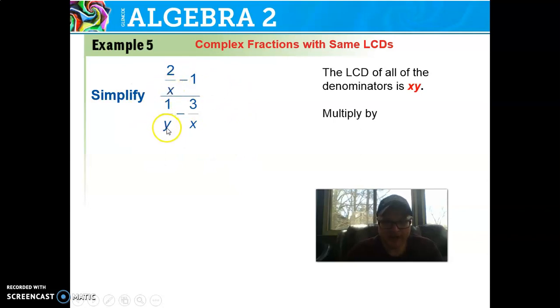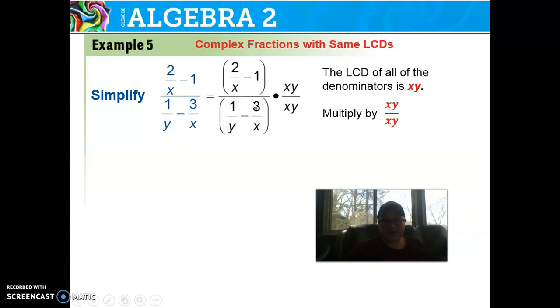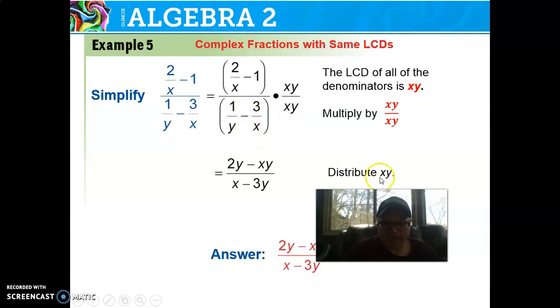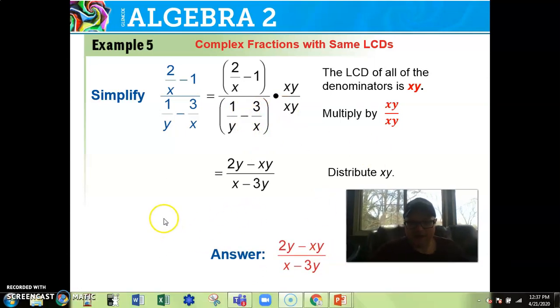The denominators are x, y, and x. So we could make our denominator be xy, and we could multiply the entire fraction, the complex fraction, by xy over xy. So if I do xy times 2 divided by x, the x is going to cancel, leaving me with 2y. xy times -1 is -xy. xy times 1 over y, the y's will cancel, leaving me with x. And xy times 3 over x, the x's will cancel, leaving me with -3y. And that's my final answer.